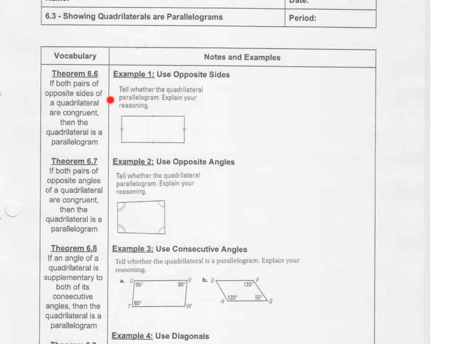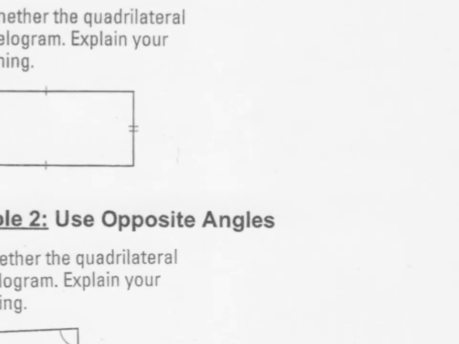So like in this first example, it says, tell whether the quadrilateral is a parallelogram, explain your reasoning. Well, you notice it's marked with tick marks, single here, double, and a double. This theorem says if both pairs of the opposite sides of the quadrilateral are congruent, then it's a parallelogram. So in this case, let's zoom in here a little bit and take a look.